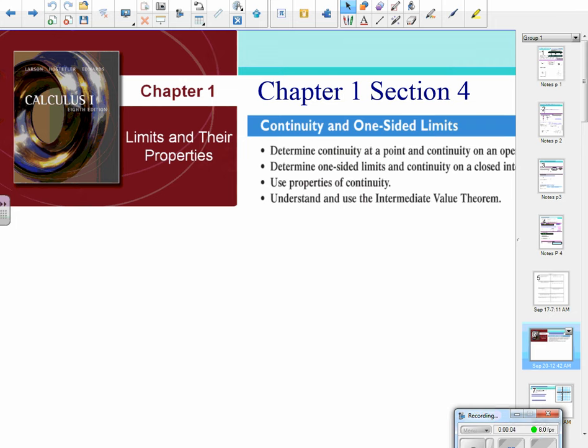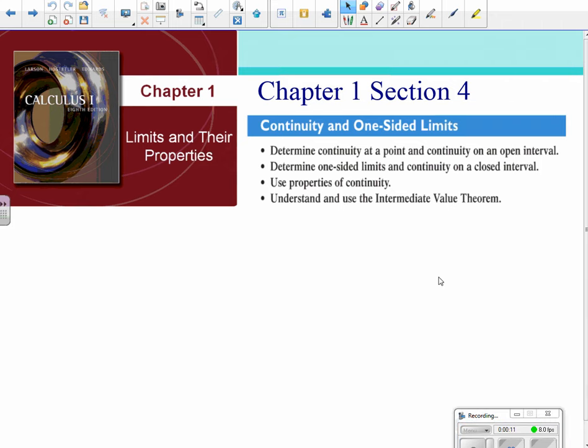Welcome to Chapter 1, Section 4, where we're going to look at the definition of continuity and also talk about one-sided limits, which we've already looked at a little bit, and then properties of continuity. And the second day, we will work on the Intermediate Value Theorem.